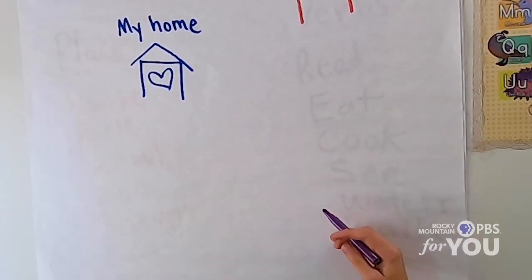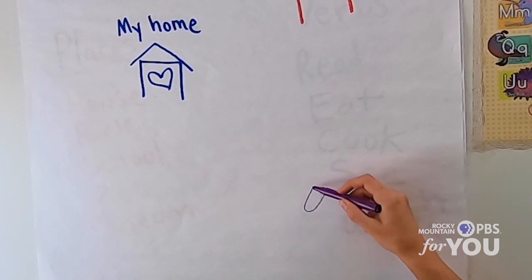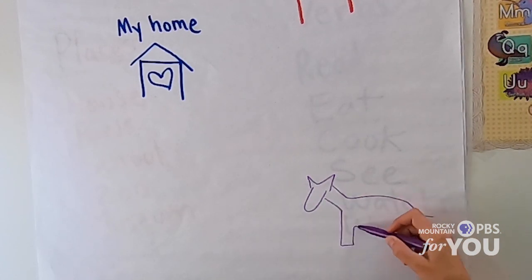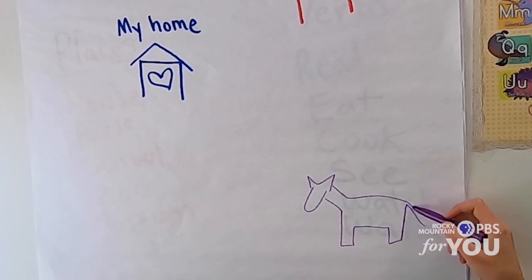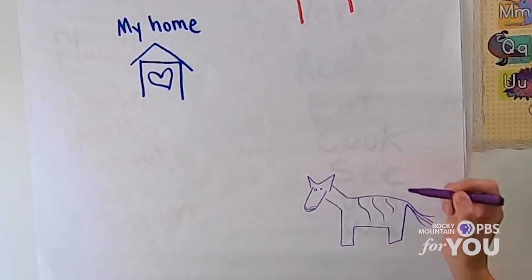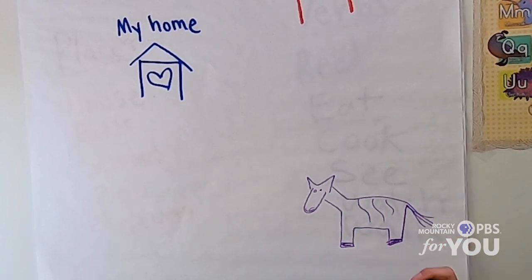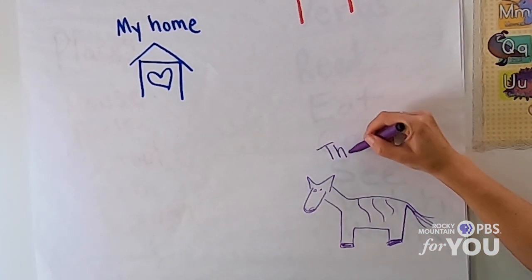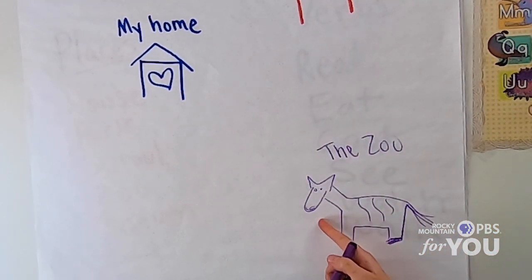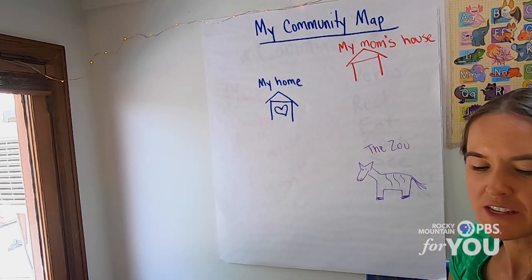So the zoo, I think I'll draw it right here. Let's see, how about a zebra to represent the zoo? That's a purple zebra. Bet you never saw one of those before. Okay. I'm drawing symbols to represent the places. So this is the zoo. The zoo is farther from my house. My mom's is closer to my house. What else did we see on my tour?